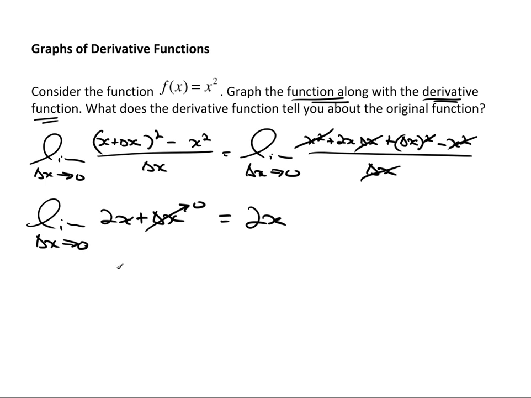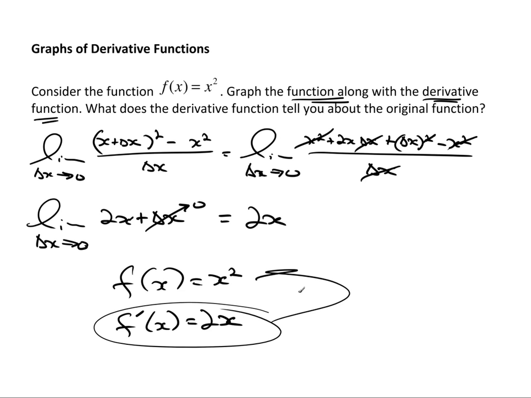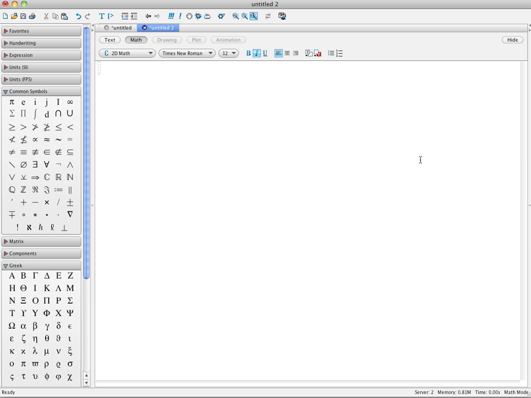this limit is simply 2x. So let's take a look at the function f of x equals x squared along with the function f prime of x equals 2x, and see what this is actually telling me about the original function. So here we are back in Maple, and I want x squared, and I want the function 2x, and x equals, let's just say, negative 10 to 10, y equals negative 10 to 10. We'll make an adjustment if we need to.